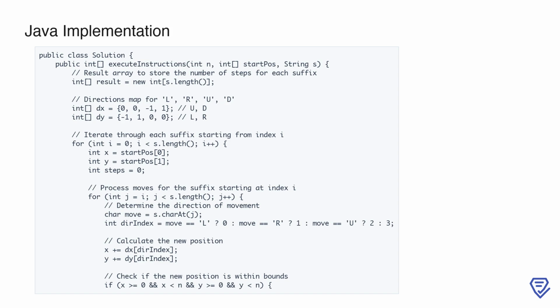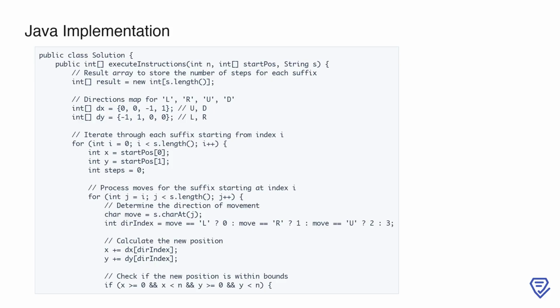This method takes three parameters: n, which represents the size of the grid, startPos, an array representing the starting position on the grid, and s, a string of characters that specifies the movement instructions. We start by creating an integer array result to store the number of valid steps for each suffix of the instruction string.